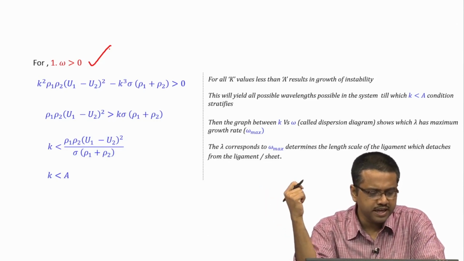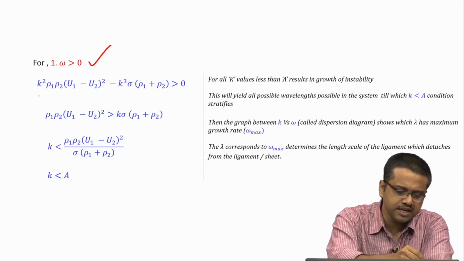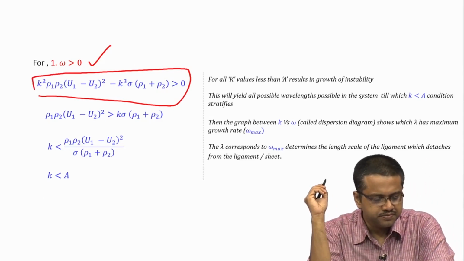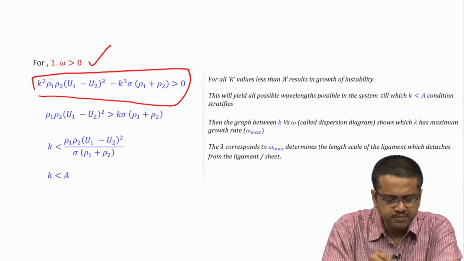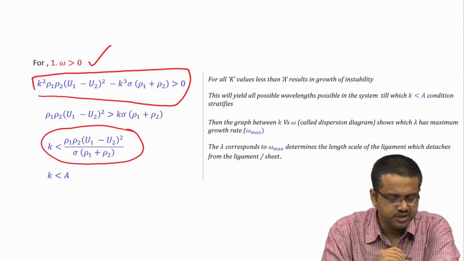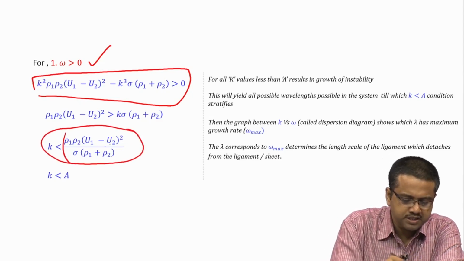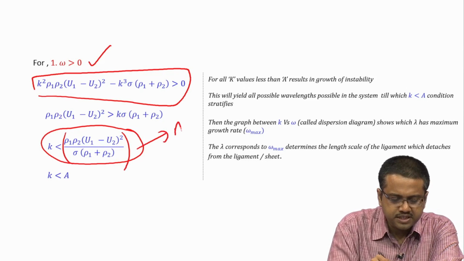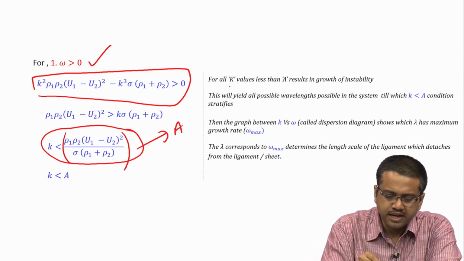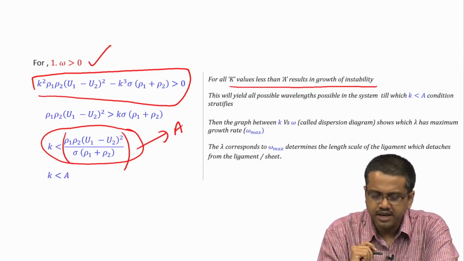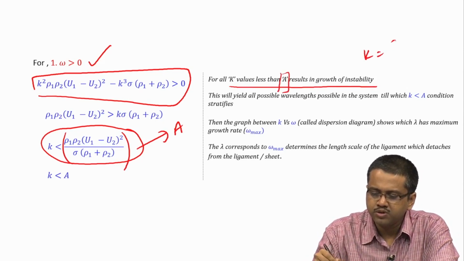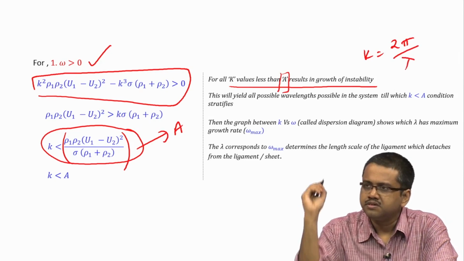In this particular case the unstable situation can be written as this being greater than 0. If you do the algebra, you will find that the essential relationship boils down to this, where this part is represented as A. So it means that the k values are less than A, where k, if you recall, was 2 pi by lambda.